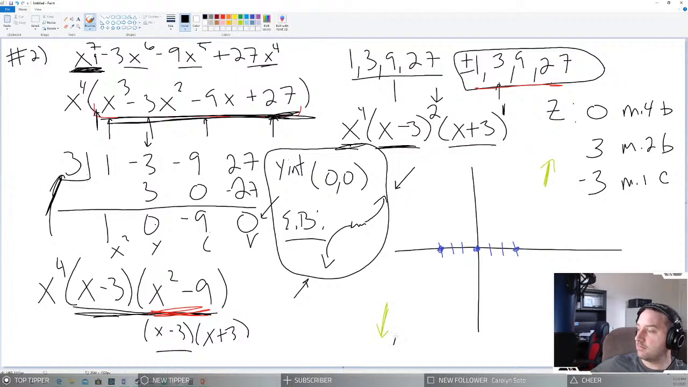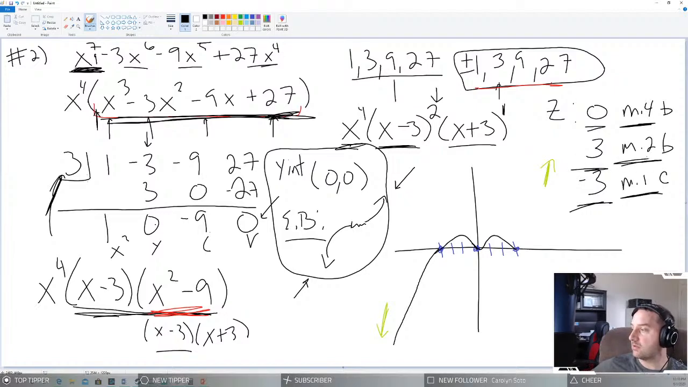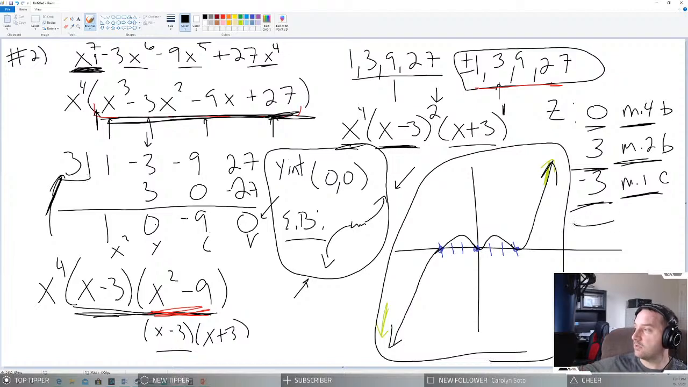So let's draw it. So we start from down there. We go to our 0 at negative 3. At negative 3, the multiplicity is 1, so it's going to cross through it. Now it always wants to go back to the next 0. So at 0, my multiplicity is even. It's 4, so it's going to bounce. Always wants to go back to the 0. At 3, my multiplicity is 2, so it's going to bounce. And then it's going to go to where the end behavior is. Now this is just a rough sketch of what that is. And so there's the sketch. And there's my zeros.